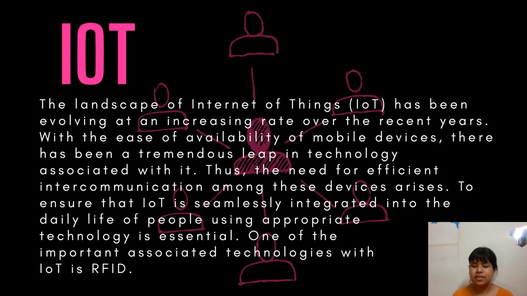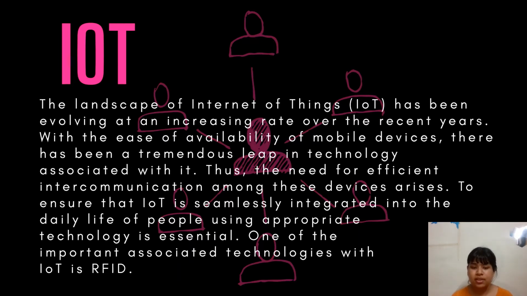The landscape of Internet of Things has been evolving at an increasing rate over the recent years. With the ease of availability of mobile devices, there has been a tremendous leap in technology associated with it. Thus, the need for efficient intercommunication among these devices arises. To ensure that IoT is seamlessly integrated into the daily life of people, using appropriate technology is essential.